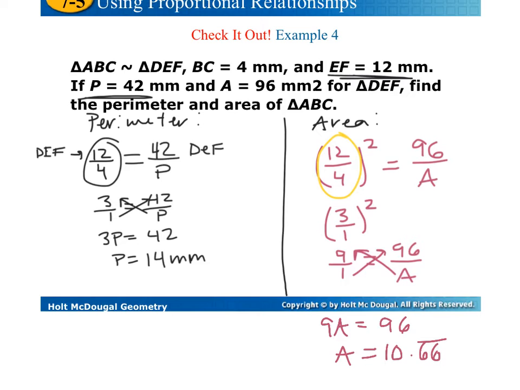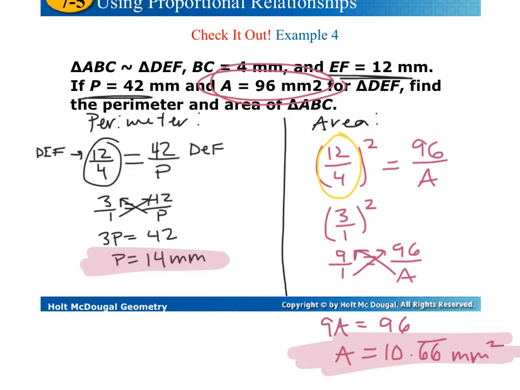10.6 repeating. Why did you put 10.6? You could just put 10.6. Doesn't matter, or you could put 10.7. So 10.6 what? Millimeters what? Squared. Remember, area is squared. Here it gives us millimeters squared, so our answer has to be millimeters squared. Any questions on this one?